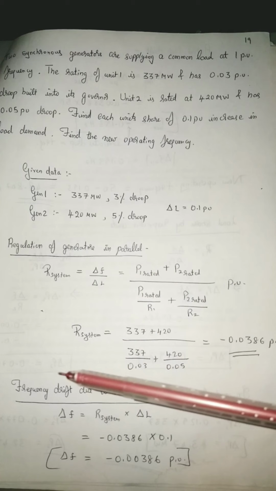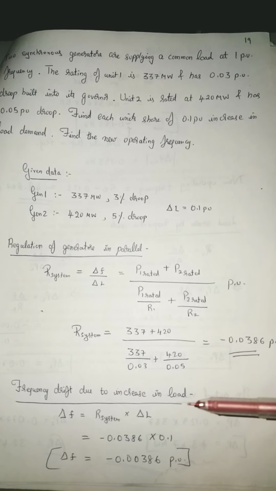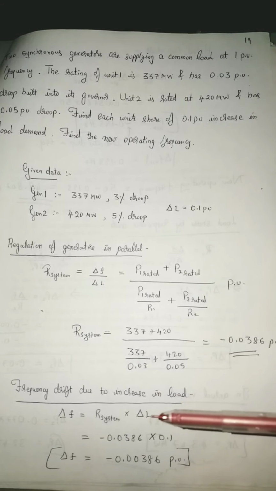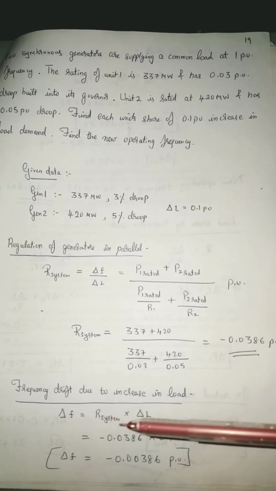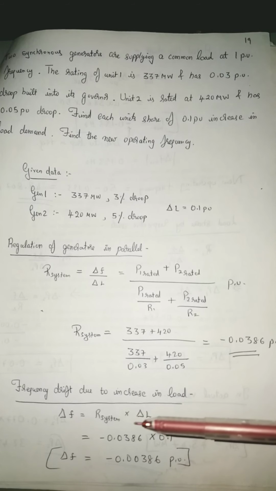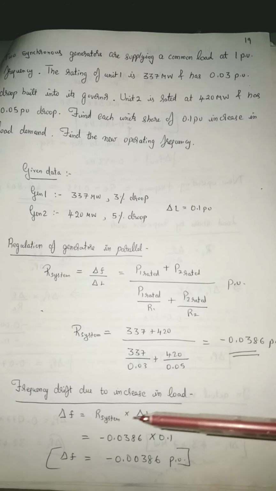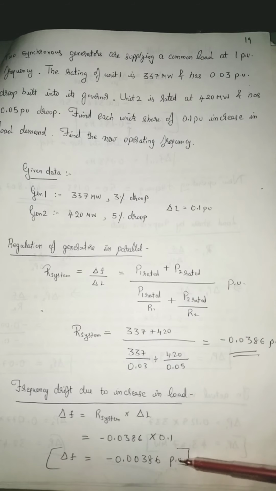This is the regulation of the generators that are operating in parallel. Now I'll have to find the frequency drift due to the increase in load demand. There is a change in frequency, which is a decrease in frequency, because of this increase in load demand. You very well know that delta F is equal to R system into delta L. That is, regulation multiplied by change in demand is delta F. I'm not using any new formula here. You know the definition of regulation is delta F by delta P. Instead of calling it delta P, I've called it delta L here. So the regulation of the system, we have got as minus 0.0386 and delta L is given, which is 0.1, and this is going to give us the result minus 0.00386 per unit.